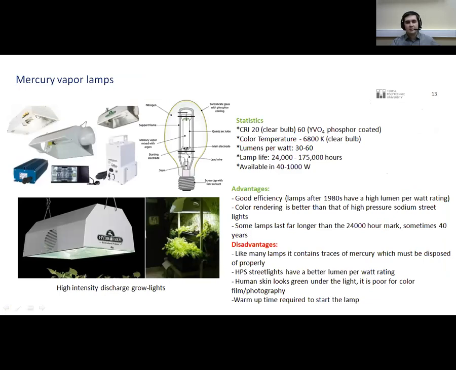So the next type of lamp in this family is the mercury vapor lamp. We can call it another high intensity gas discharge lamp.